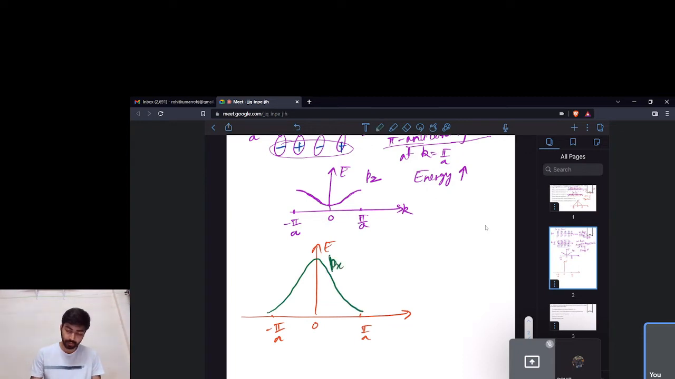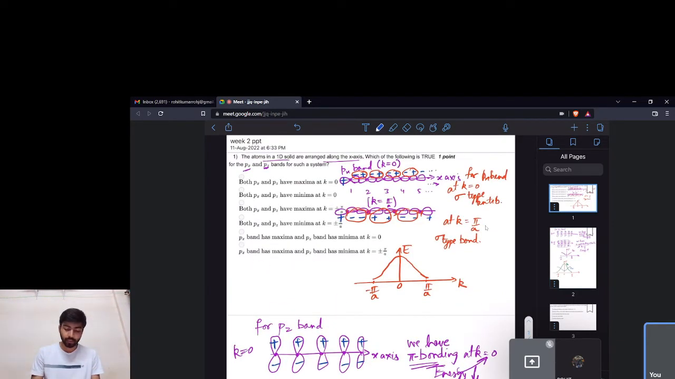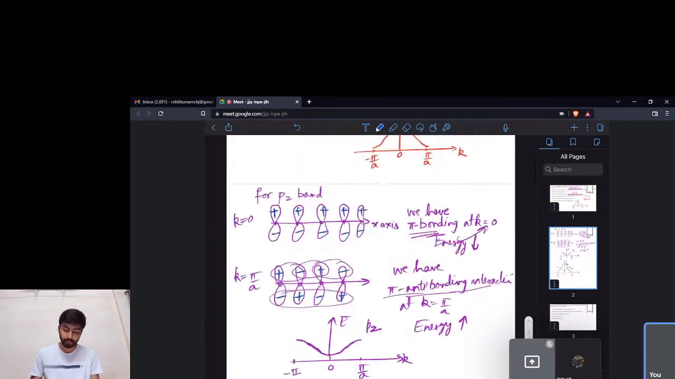For px, and for pz is the opposite. Okay, this is for pz. Now what do we have here in this diagram? The first option says that both px and pz have maxima at k equal to 0, but that is a wrong statement. Only px has a maxima at k is equal to 0, pz doesn't have it.